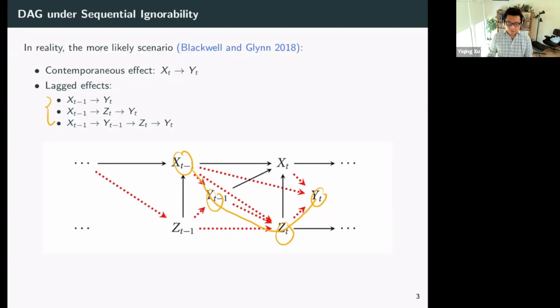But if we only focus on X_t to Y_t, we may be underestimating the treatment effects, because treatment effects may take time to present themselves. If we focus on this one, we may miss effects that also go through intermediate variables like Z_t or Y_{t-1}. MSM, marginal structural model, is trying to account for not only the contemporaneous effects, but also the lagged effects.